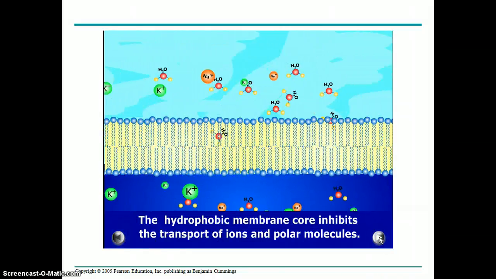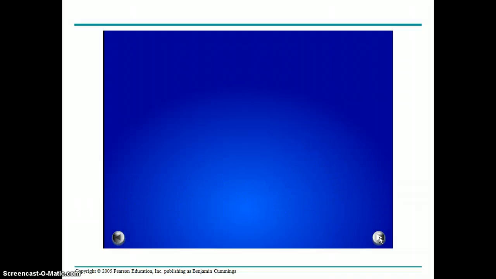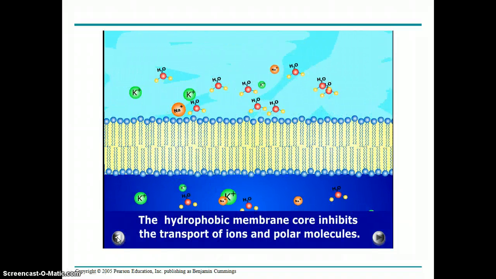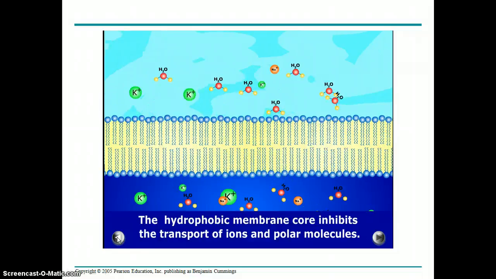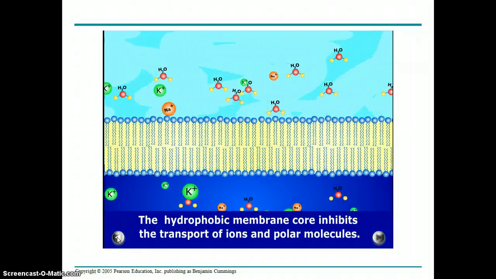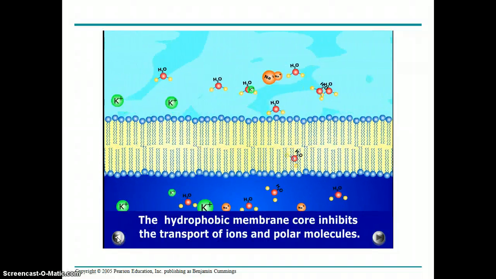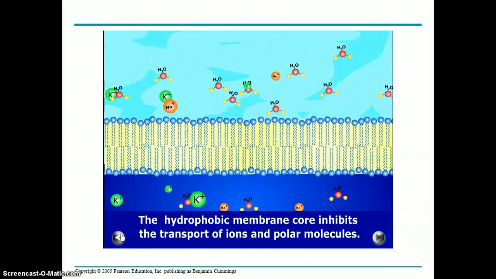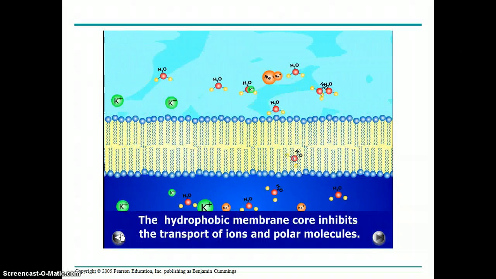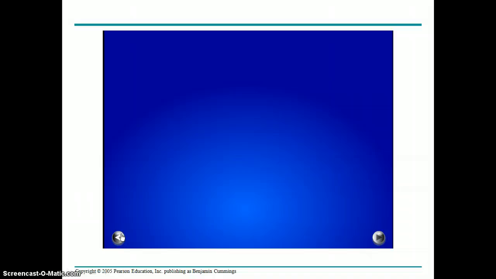Okay, and if you notice here, some things are getting through. Watch it again. Watch what is getting through and what's not getting through. Again, so you see the water molecules getting through, but the things that have charges, the K plus and the Na plus, those things with charges can't get through the cell membrane.